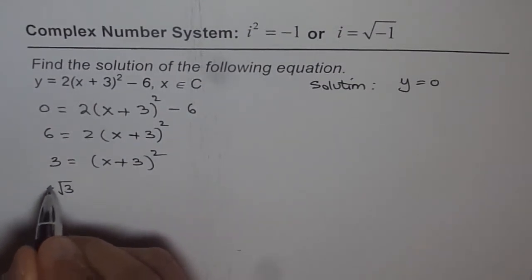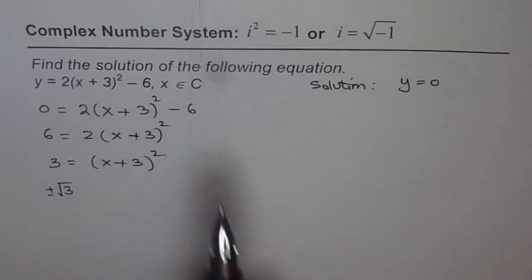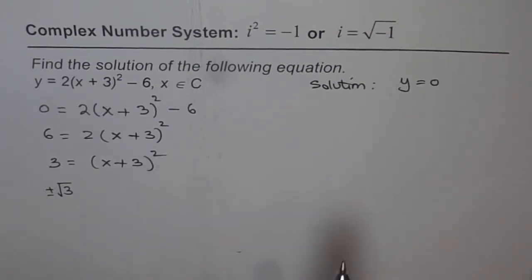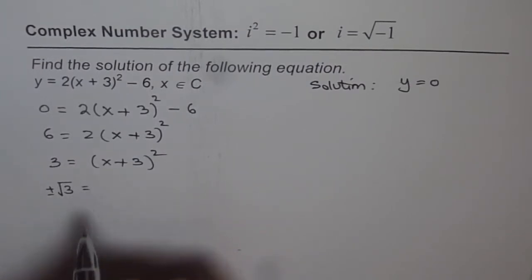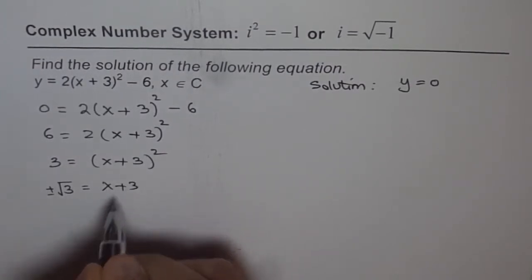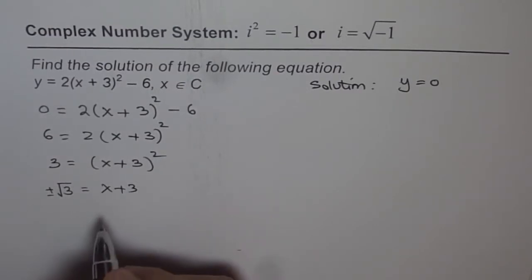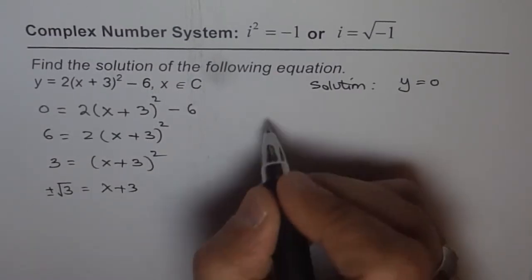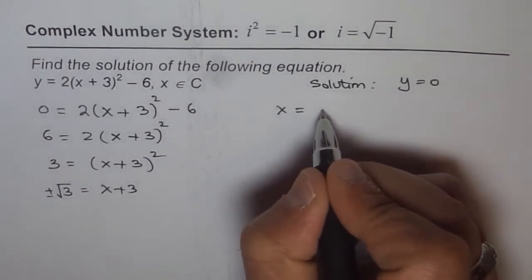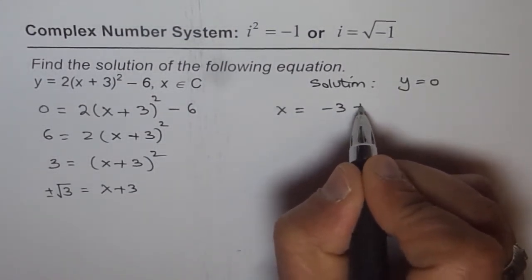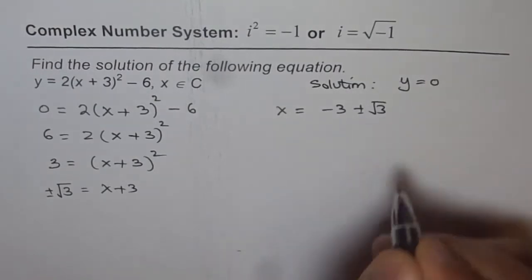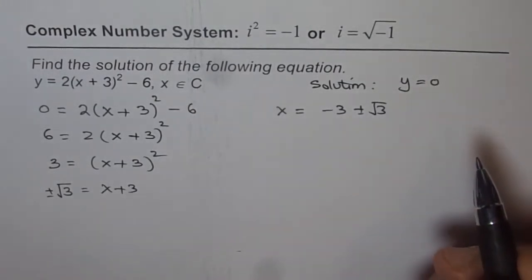Whenever you take a square root, it is plus or minus. We got a positive number in fact, so it may be in the domain of complex numbers, but the solution is really real. The domain of complex numbers includes real numbers also. Remember that part, right? So we get x plus 3, and we can take 3 to the other side. So our solution is x equals minus 3 plus or minus the square root of 3. That is the solution for the given equation, correct?